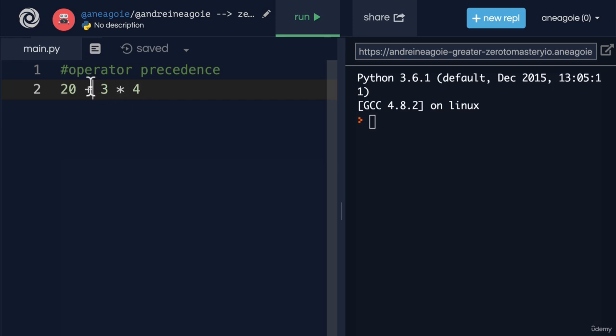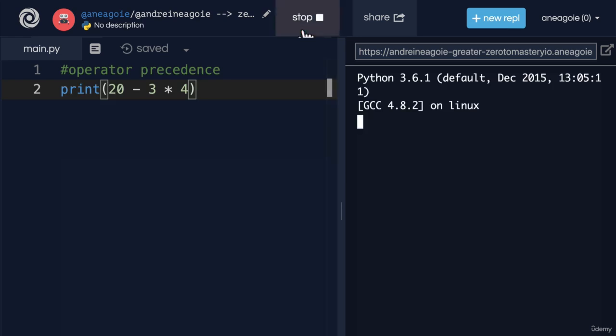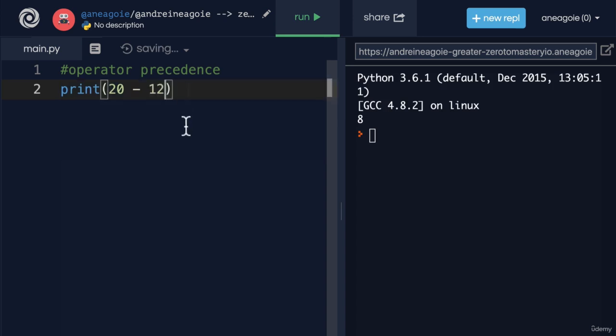For example, if I do 20 minus 3 times 4 here, and let's print this out, click run, I get 8. Because 3 times 4 gets evaluated first, which equals 12, and then subtracted from 20. It's not that this goes first and then we multiply 17 by 4.